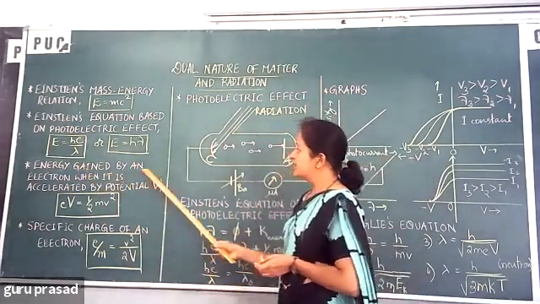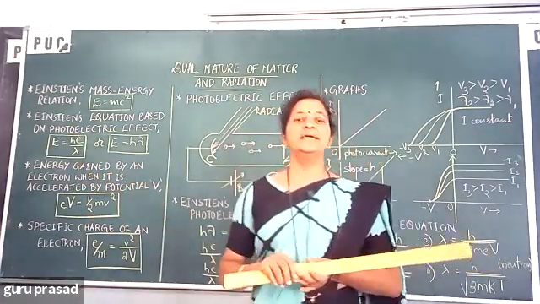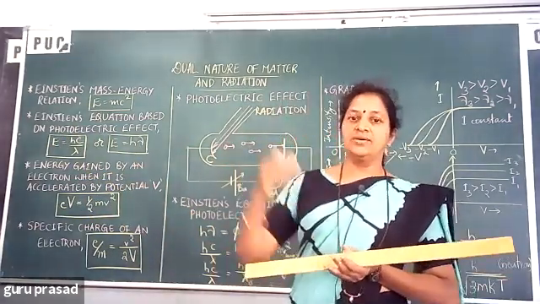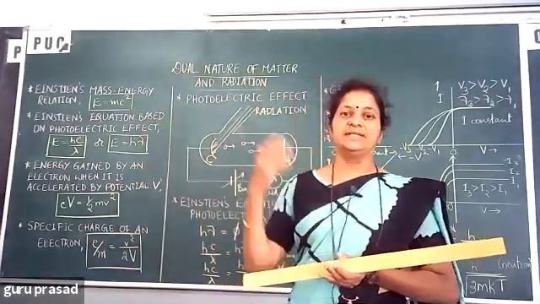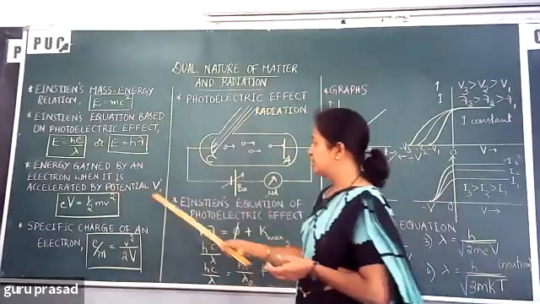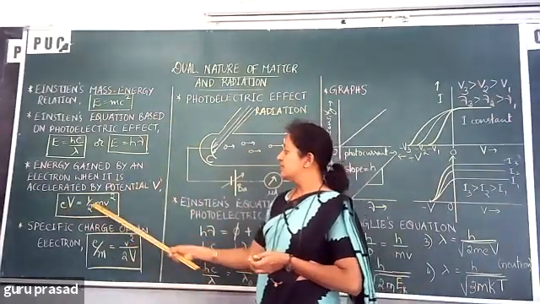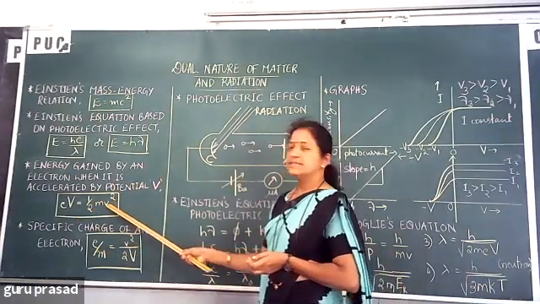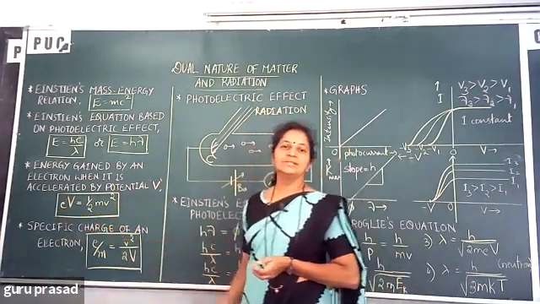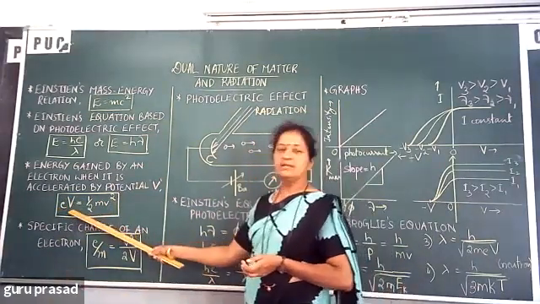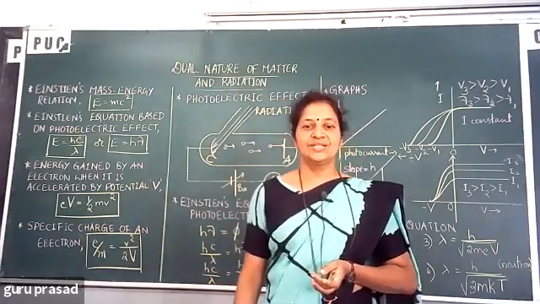Then energy gained. See, whenever an electron is accelerated by some positive potential, the electron will start accelerating towards the potential. Then how much is the energy it is going to gain? Okay, so that is half mv square, the kinetic energy gained, which is equal to e into the potential V. Capital V indicates potential and small v is the velocity.